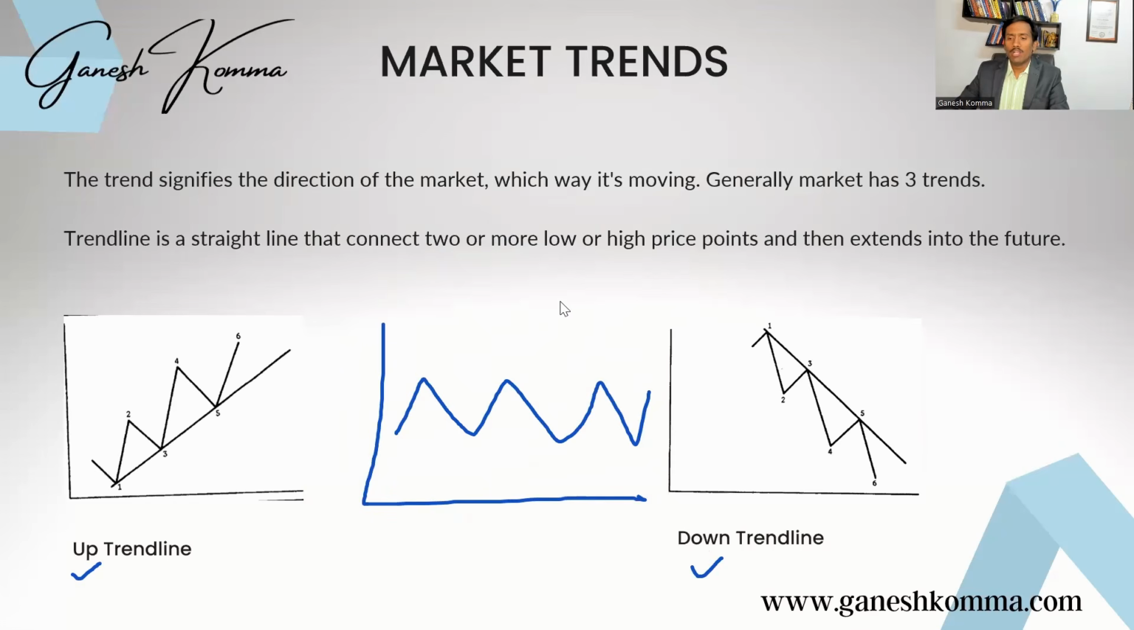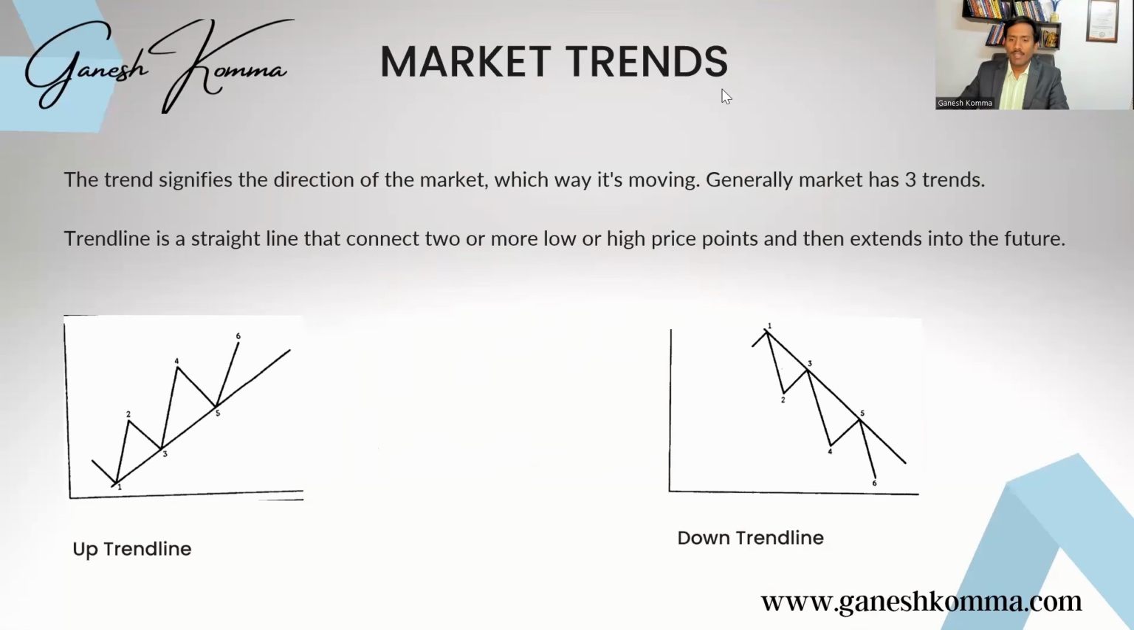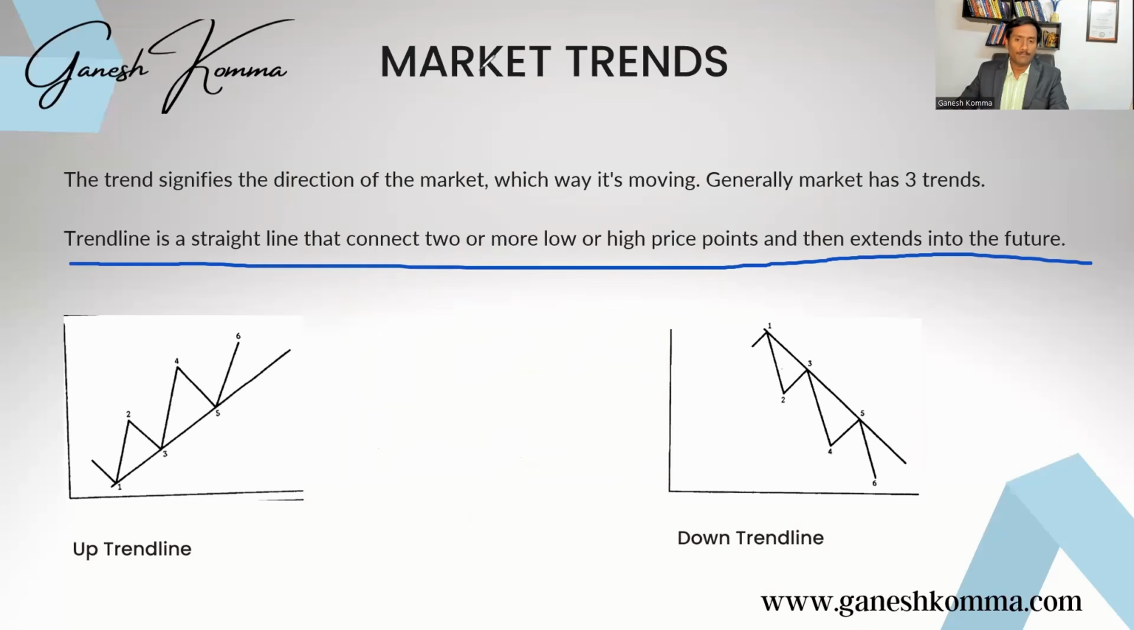Now, trend line. What exactly is a trend line? A trend line is a straight line that connects two or more low or high price points and then extends into the future. So, if it is an upward momentum market, you connect all the dots here. Any straight line drawn by connecting two or more lows or two or more highs forms a proper trend line. The same applies to a downward trend line also.